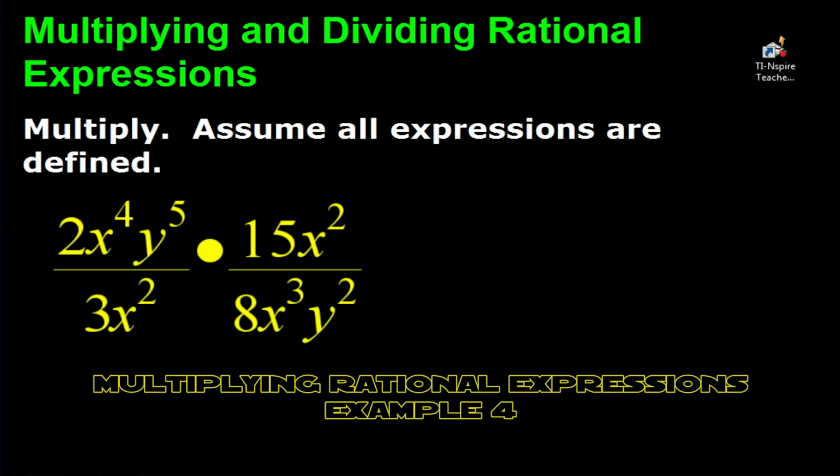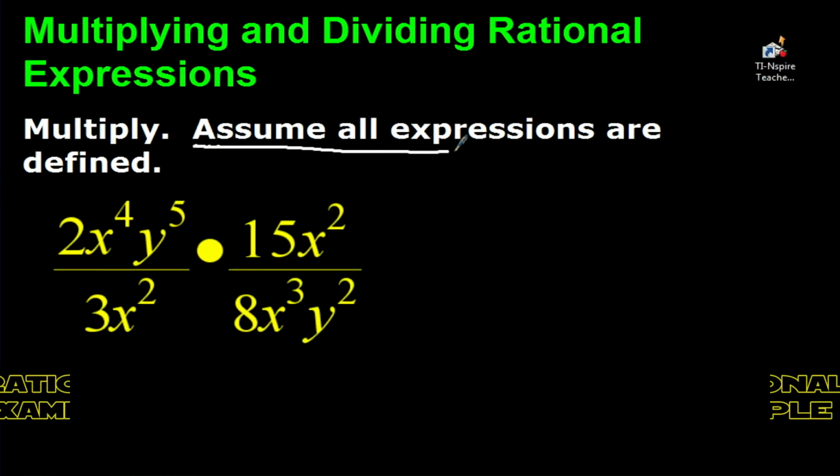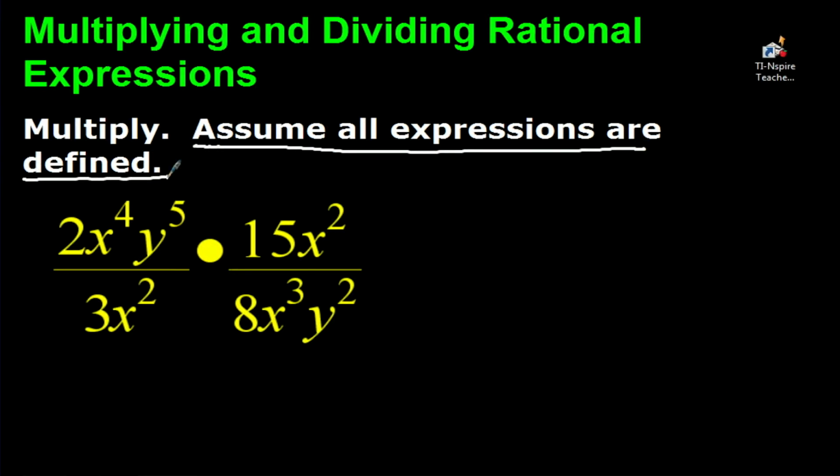We're going to look at multiplying two rational expressions. And notice it tells us to assume that all the expressions are defined. So we don't have to worry about figuring out a scenario where they might be undefined. We don't have to do that.